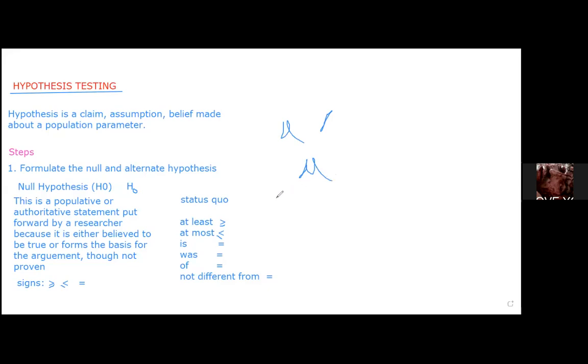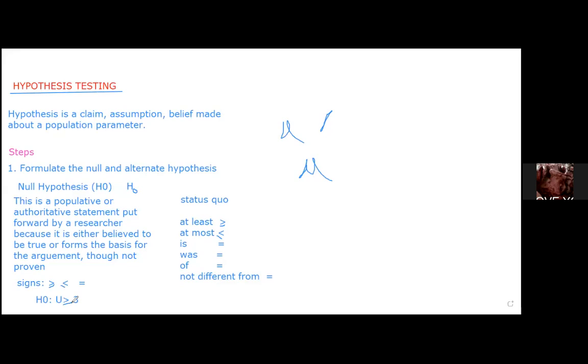So an example of a null hypothesis is H0 is such that, okay, I'll use U as my mu. Mu is greater than or equal to, let's say, 3. Mu is greater than or equal to. So this is an example of a null hypothesis.